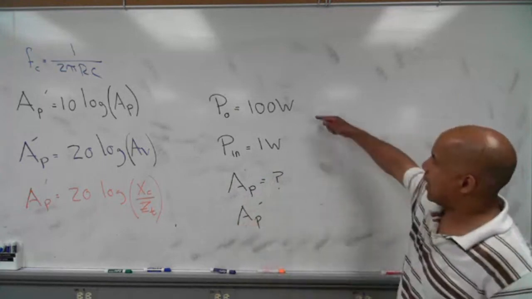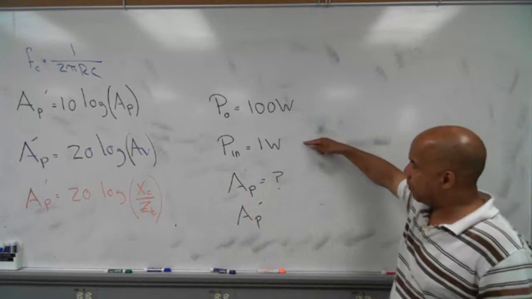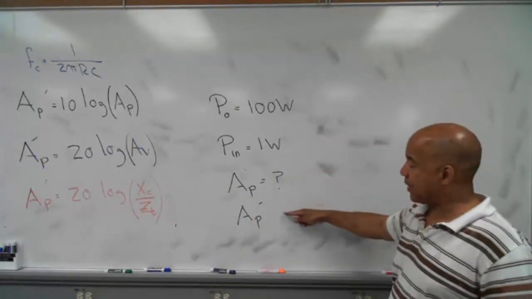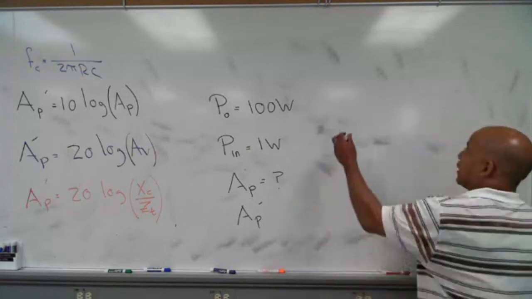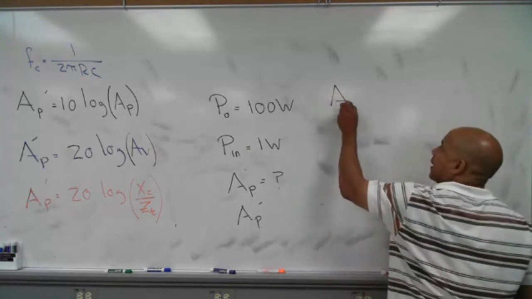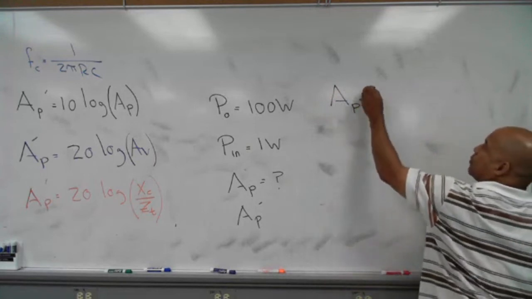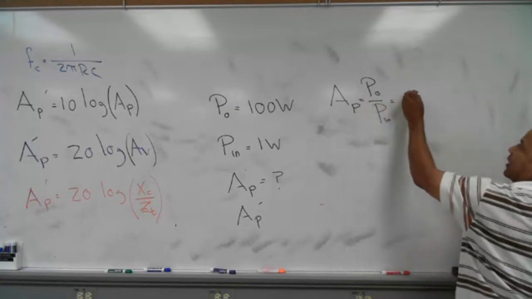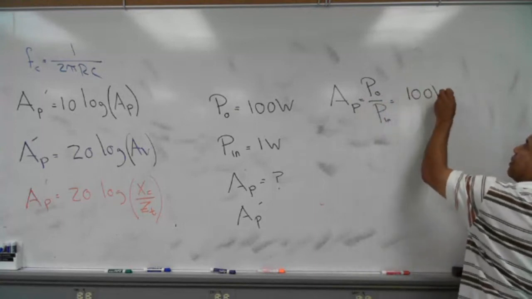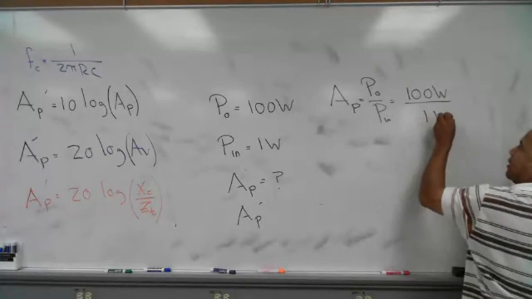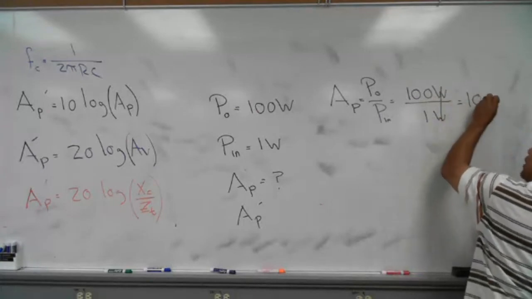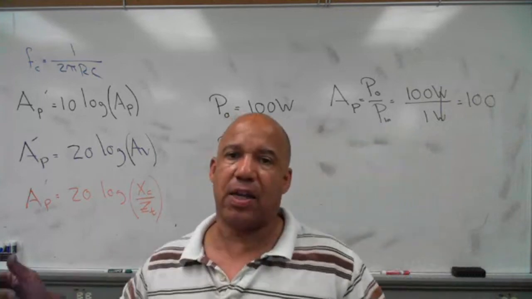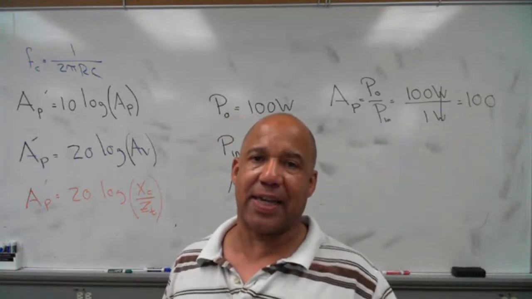All right, so I got an output power of 100, I got an input power of 1. I want to know my regular power gain and my decibel power gain. Okay, so let's get my regular power gain first. My power gain is just equal to P out over P in. Now notice, if I take 100 watts and divide it by 1 watt, the watts cancel out and I'm left with 100. And that's a unitless number because gain is just a number that you can use to compare. It's what we call a figure of merit. So I get a gain of 100.